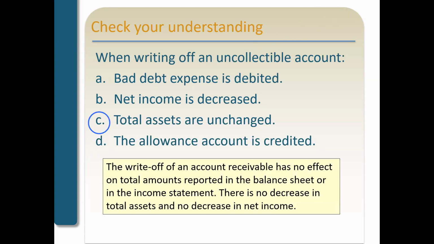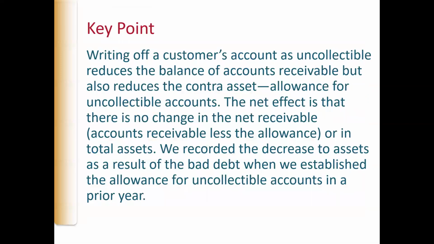Remember, it's C because the write-off of an accounts receivable has no effect on the total amounts reported in the balance sheet or in the income statement. There's no decrease in total assets or no decrease in net income. We took care of that when we debited our bad debt expense and we credited our allowance for uncollectibles in that year in which we made the revenues. Now when we write off an uncollectible, we debit our allowance for uncollectible accounts and we credit that specific accounts receivable. So it will not have an effect.